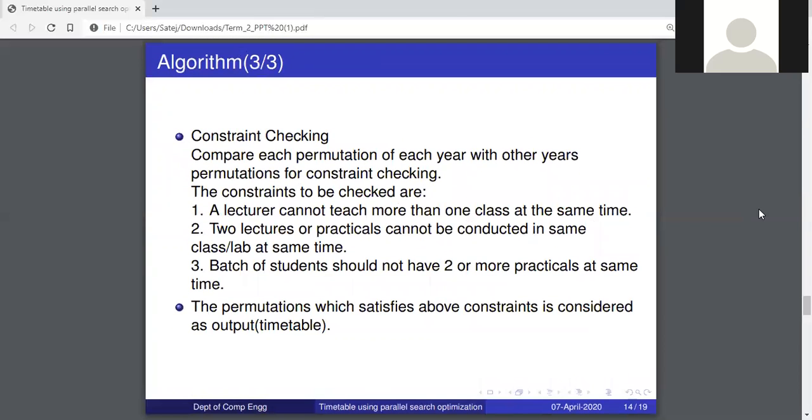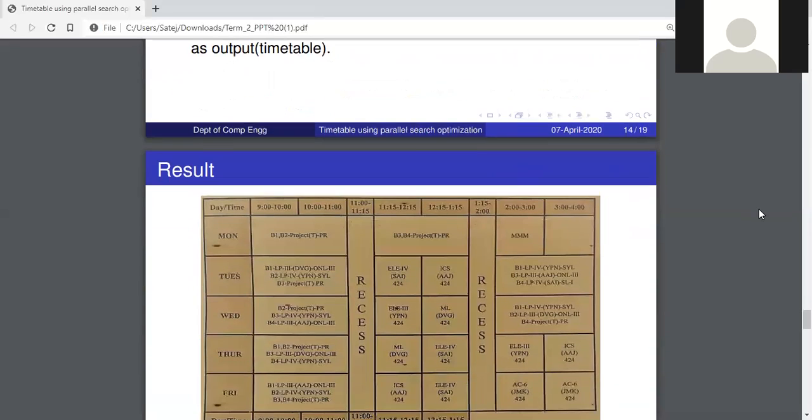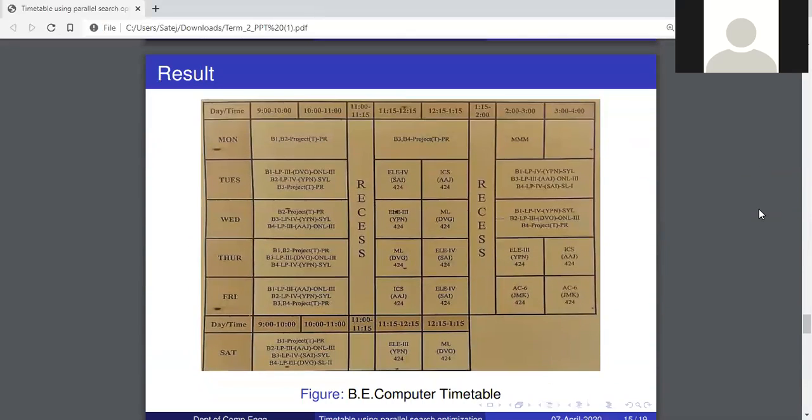Then on these tuples, we are going to apply the constraint checking algorithm. As I mentioned before, there are 3 constraints which need to be checked. We verify whether these permutations satisfy these constraints. A permutation which does not satisfy the constraints is removed from the solution list, and the permutations which satisfy all the constraints are considered for timetable generation, that is the output. Next. The result will be explained by Satej.